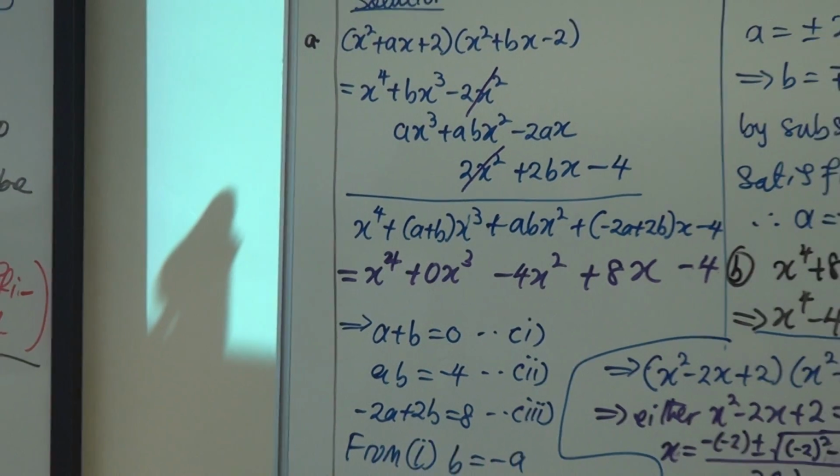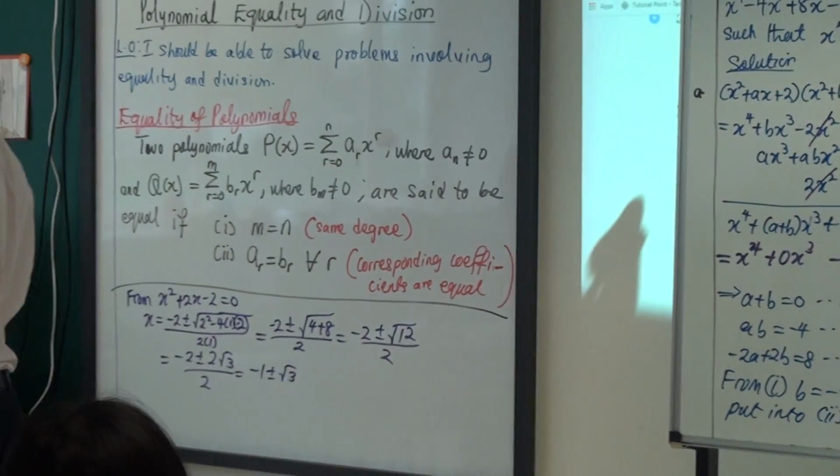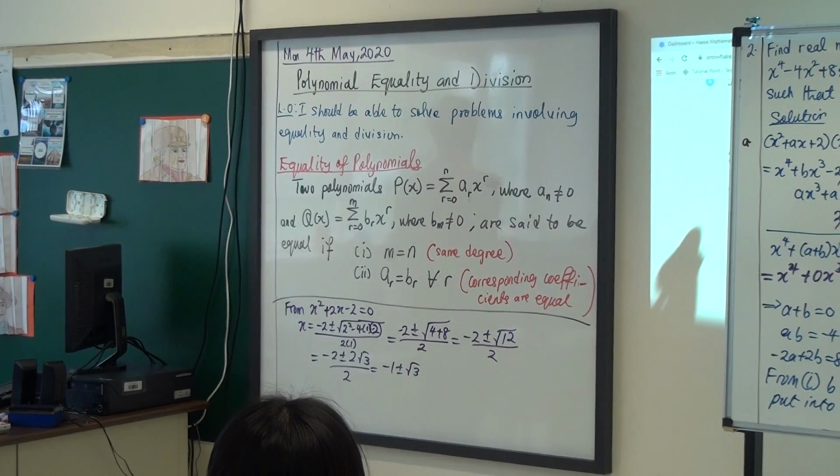What is our conclusion, guys? Do we take all 4 values? And if not, why?